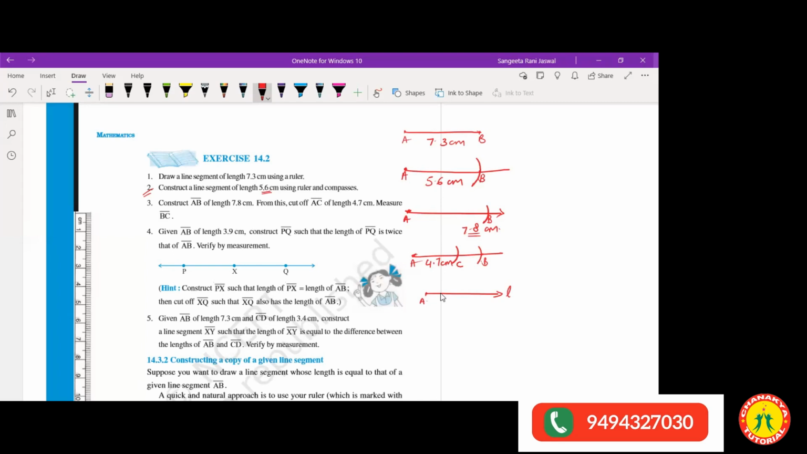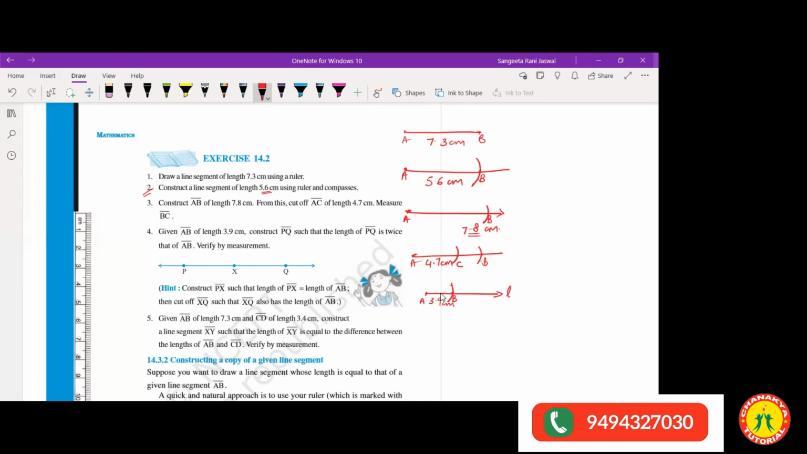Now see, I've made this line. Just make any long line. Now with your compass, measure 3.9 centimeters. Keep your pointer at A and cut an arc on this line. Make this point B. So this length will be 3.9 centimeters. Is it? Yes, ma'am. Now don't change the measurement of this compass.